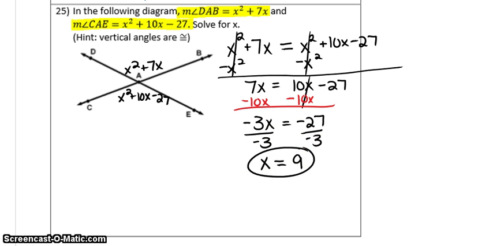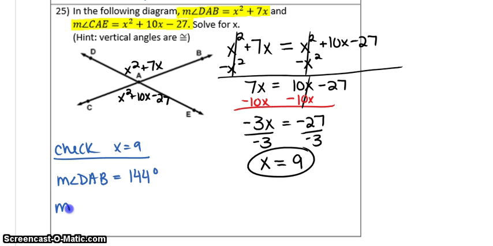There's only one possible solution because this equation ended up not being a quadratic. It did not have an x squared. So one possible solution. We do, however, have to check to make sure that it works. So let's check x equals 9 real quick. When I plug it back into the measure of angle DAB, I find that I get an angle of 144 degrees, and measure of angle CAE, also 144. It checks, so it's our answer.